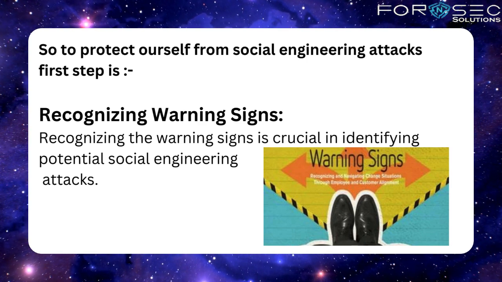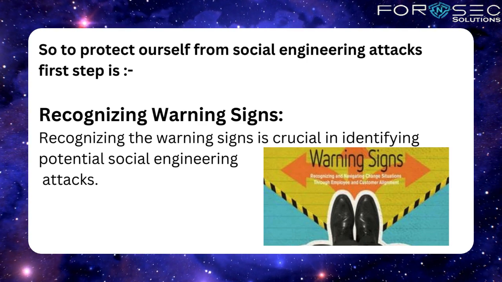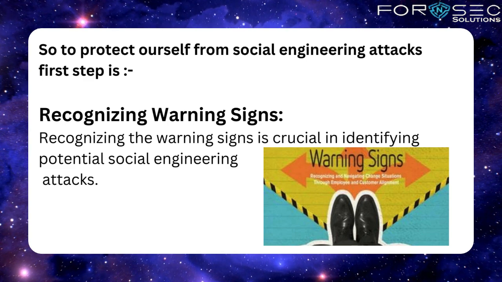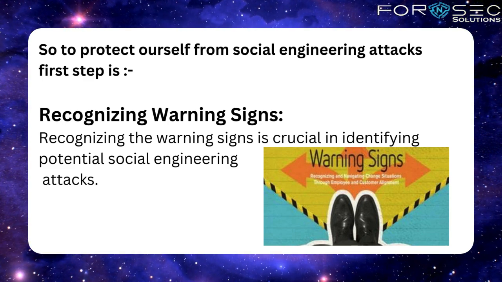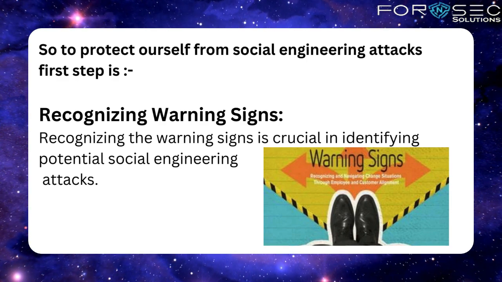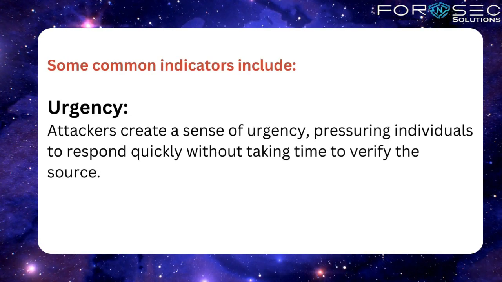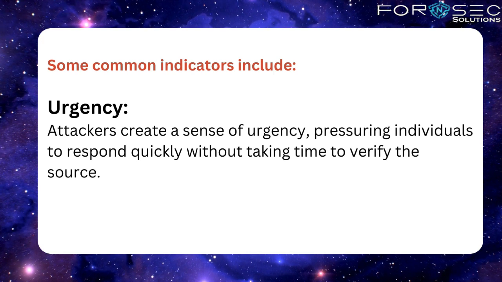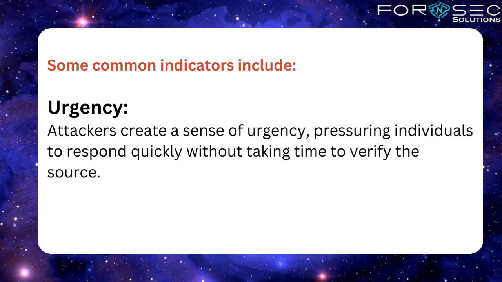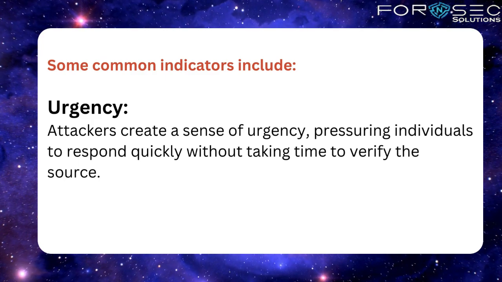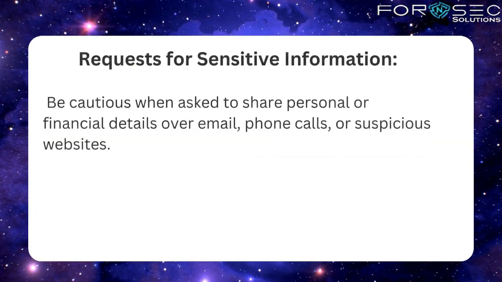So to protect ourselves from social engineering attack, the first step is to recognize warning signs. Recognizing the warning signs is crucial in identifying potential social engineering attacks. Some common indicators include urgency. Attackers create a sense of urgency, pressuring individuals to respond quickly without taking time to verify the source.